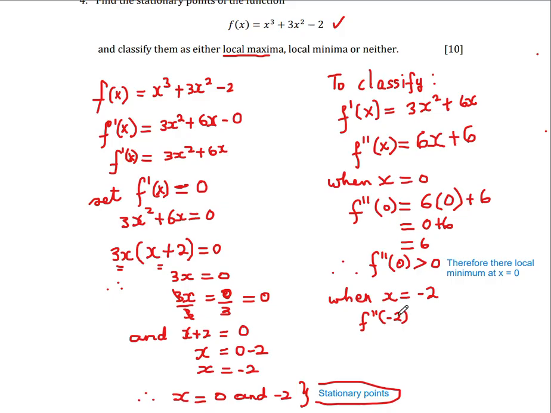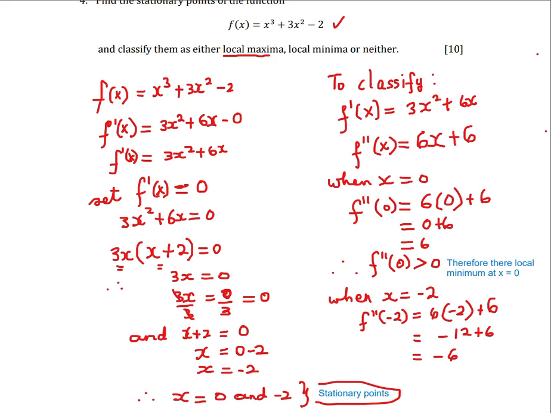We're going to evaluate f double prime of negative 2, which means that we use negative 2 to replace this x in the second derivative. So we have 6 multiplied by negative 2 plus 6, which gives us 6 multiplied by negative 2 is negative 12, and negative 12 plus 6 is equal to negative 6. Negative 12 plus 6 is the same as 6 minus 12, so that's negative 6.